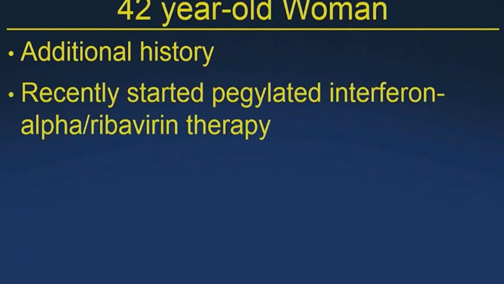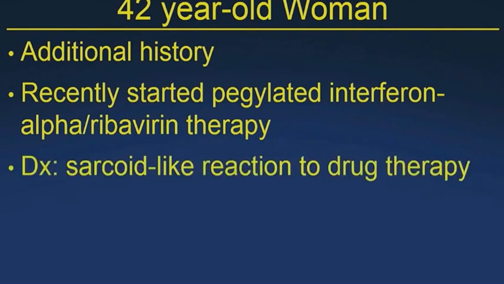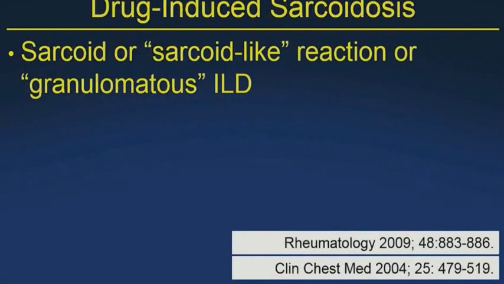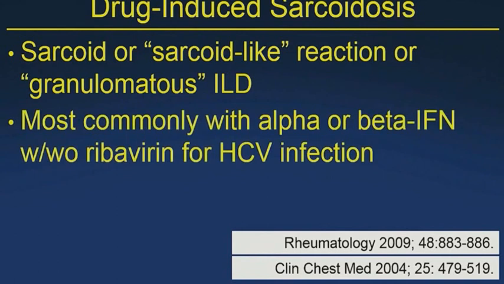It turned out that prior to the onset of symptoms, she had recently been started on therapy for hepatitis C, consisting of interferon alpha and ribavirin therapy. So this is in fact a case of a sarcoid-like reaction or sarcoidosis secondary to drug therapy. If you look back in the literature, it's been described for a long period of time, some patients on drugs developing a sarcoid or sarcoid-like or granulomatous interstitial lung disease related to the therapy.